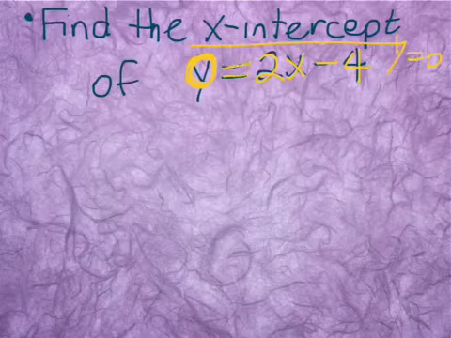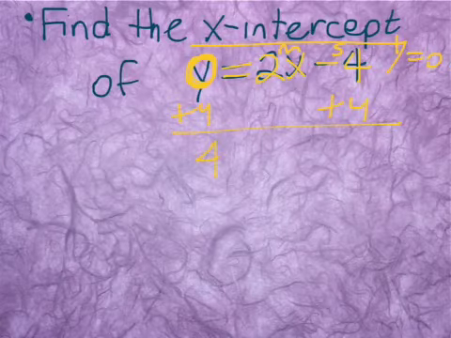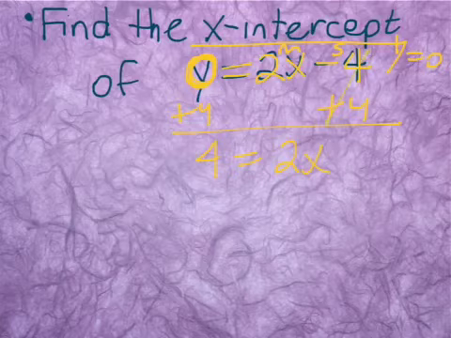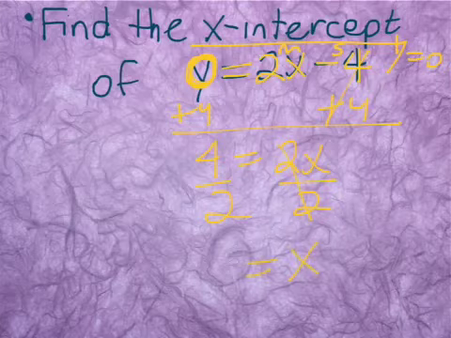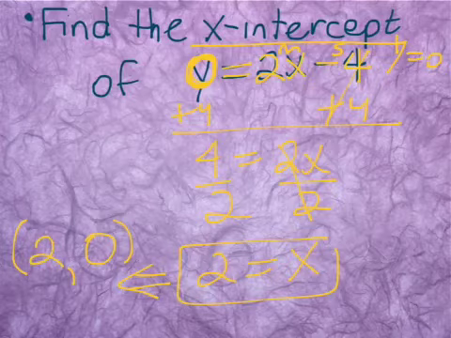Well, once again, it's a two-step. 2 is a multiplier, 4 is a subtractor. Add 4 to both sides. We get 4. That leaves us 2x on this side because we got rid of the 4. And now we need to divide both sides by 2. x equals 2 is our x-intercept. And remember, if it's an x-intercept, the y is 0. So that gives us the point (2, 0).